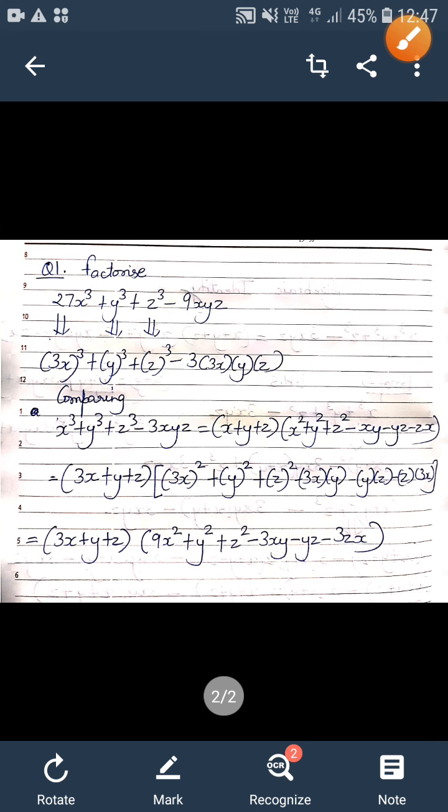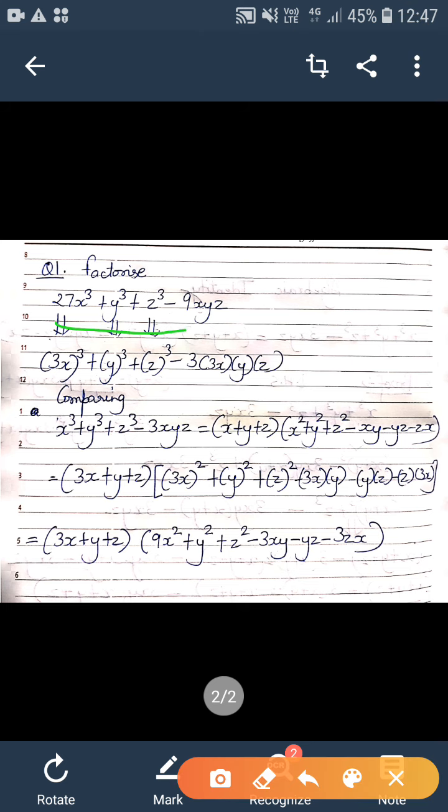Now we will be doing one question based on it. So the question is, you have to factorize 27x cube plus y cube plus z cube minus 9xyz. By looking at the question, you should be able to find out that it is comparable with the identity x cube plus y cube plus z cube minus 3xyz. Why? Because we can write these numbers in the form of whole cube, and this last term is the product of these three terms x, y, z.